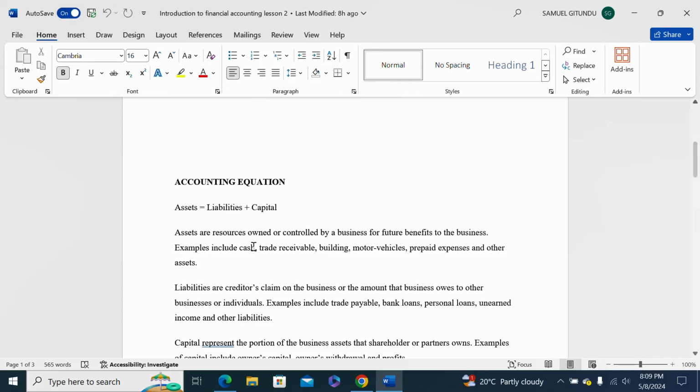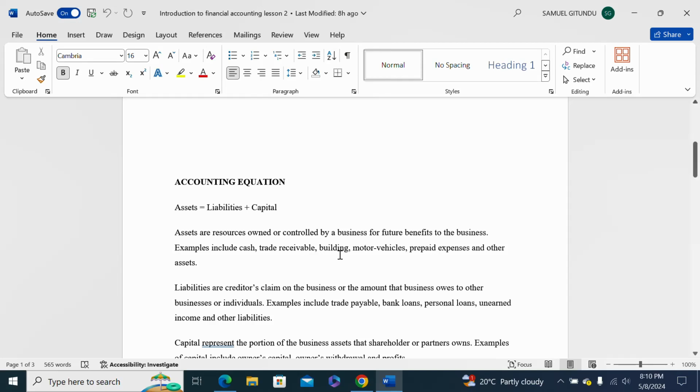Another example of an asset is trade receivables. Receivables are debts that are owed to the business. If the business has sold its inventory on credit, they are trade receivables. The debtors will pay those debts in future. Therefore, the business is going to receive money in future on account of having trade receivables.